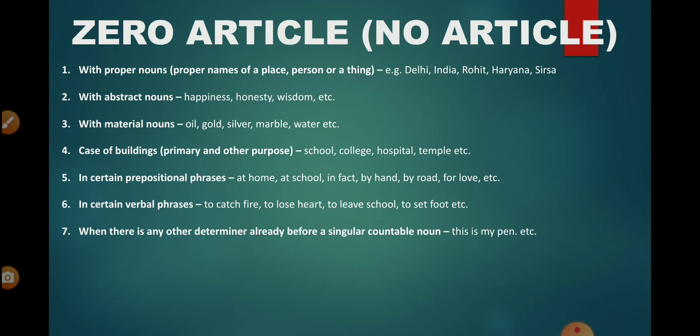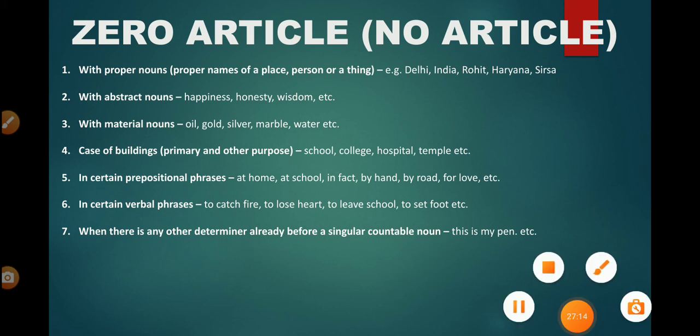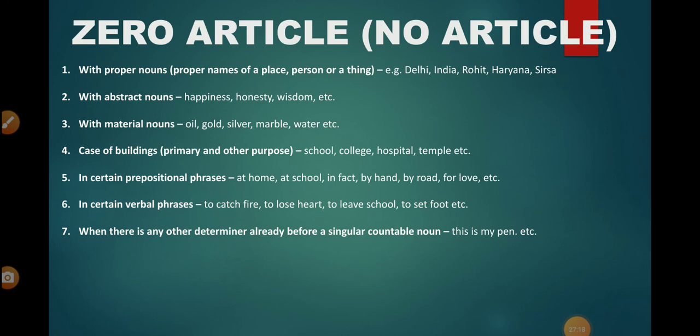With abstract nouns we don't use any article. For example, happiness, honesty, wisdom, these are all examples of abstract nouns, and with all abstract nouns we don't use any article. The next one is with material nouns, like oil, gold, silver, marble, water. With all these kinds of materials which are further used to make other usable objects, we don't use any article.